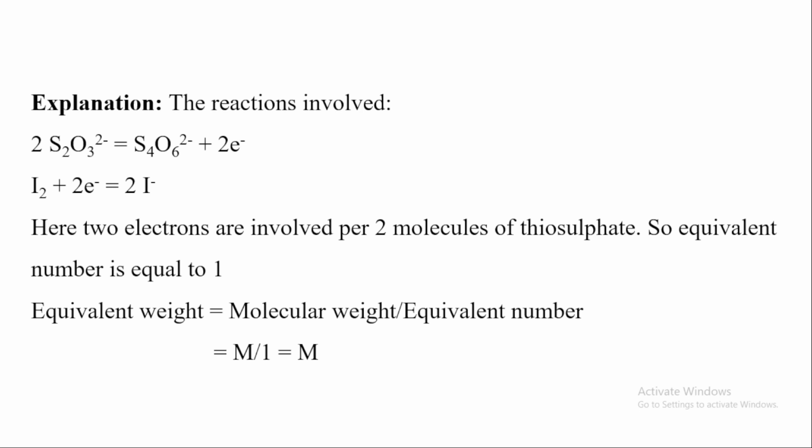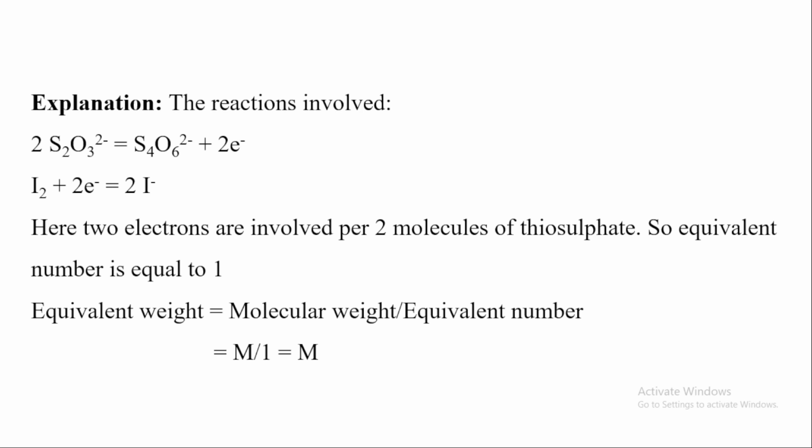So 2 moles of sodium thiosulfate, 2 moles of thiosulfate ion will give 1 mole of S4O6 2 minus. Okay. So if you see the charge here, on left hand side you have S2O3 2 minus. 2 moles, that means it is minus 4 charge. Total charge is minus 4, 2 into 2.